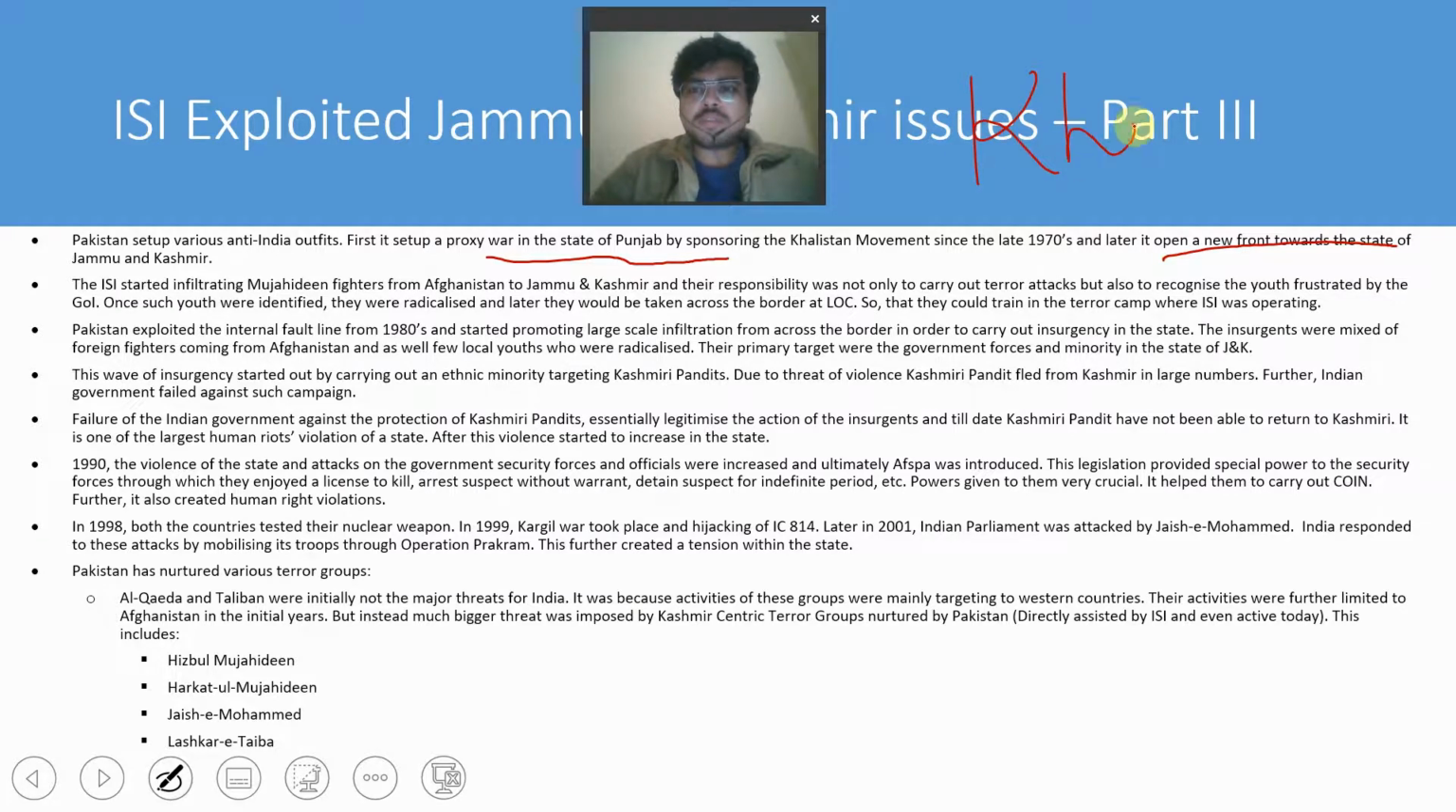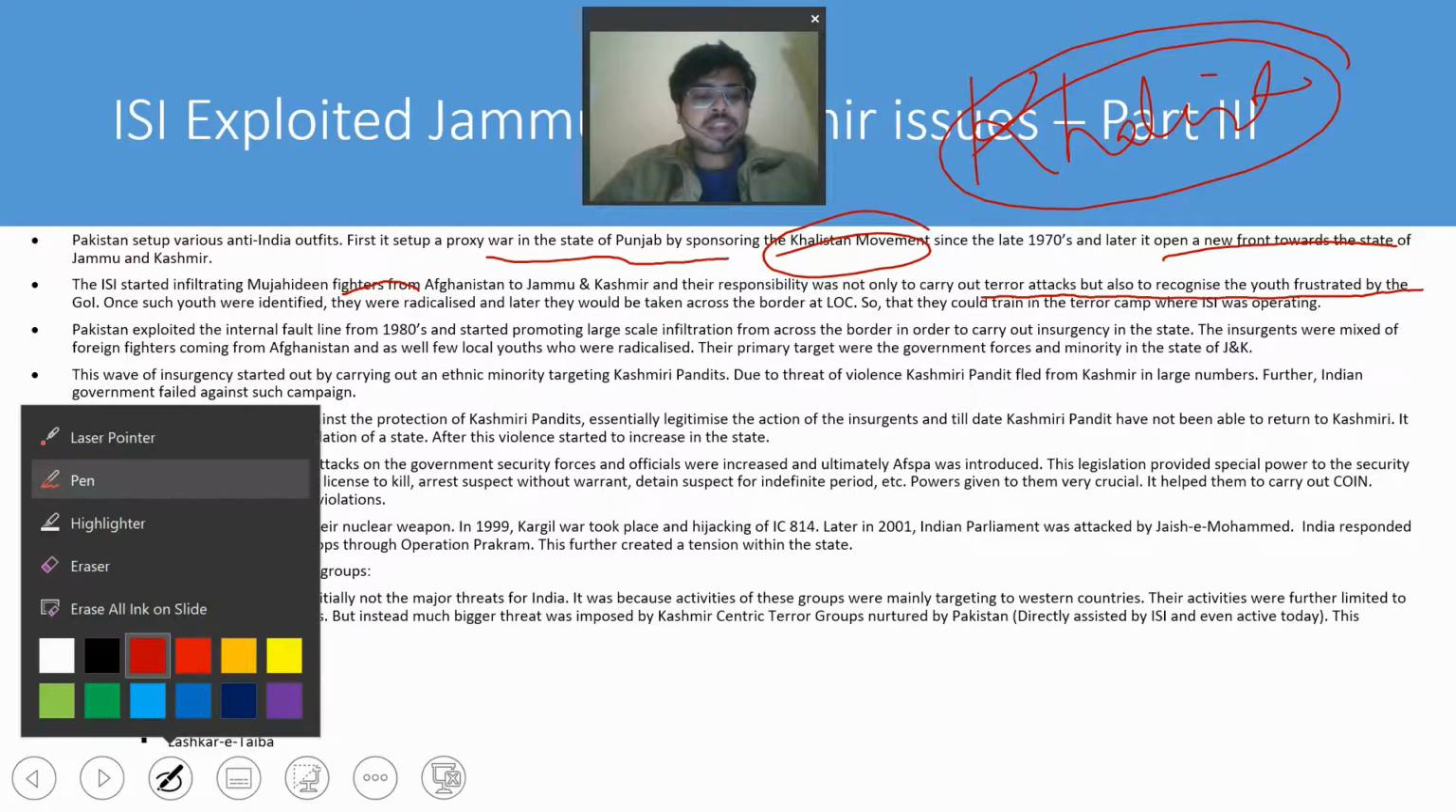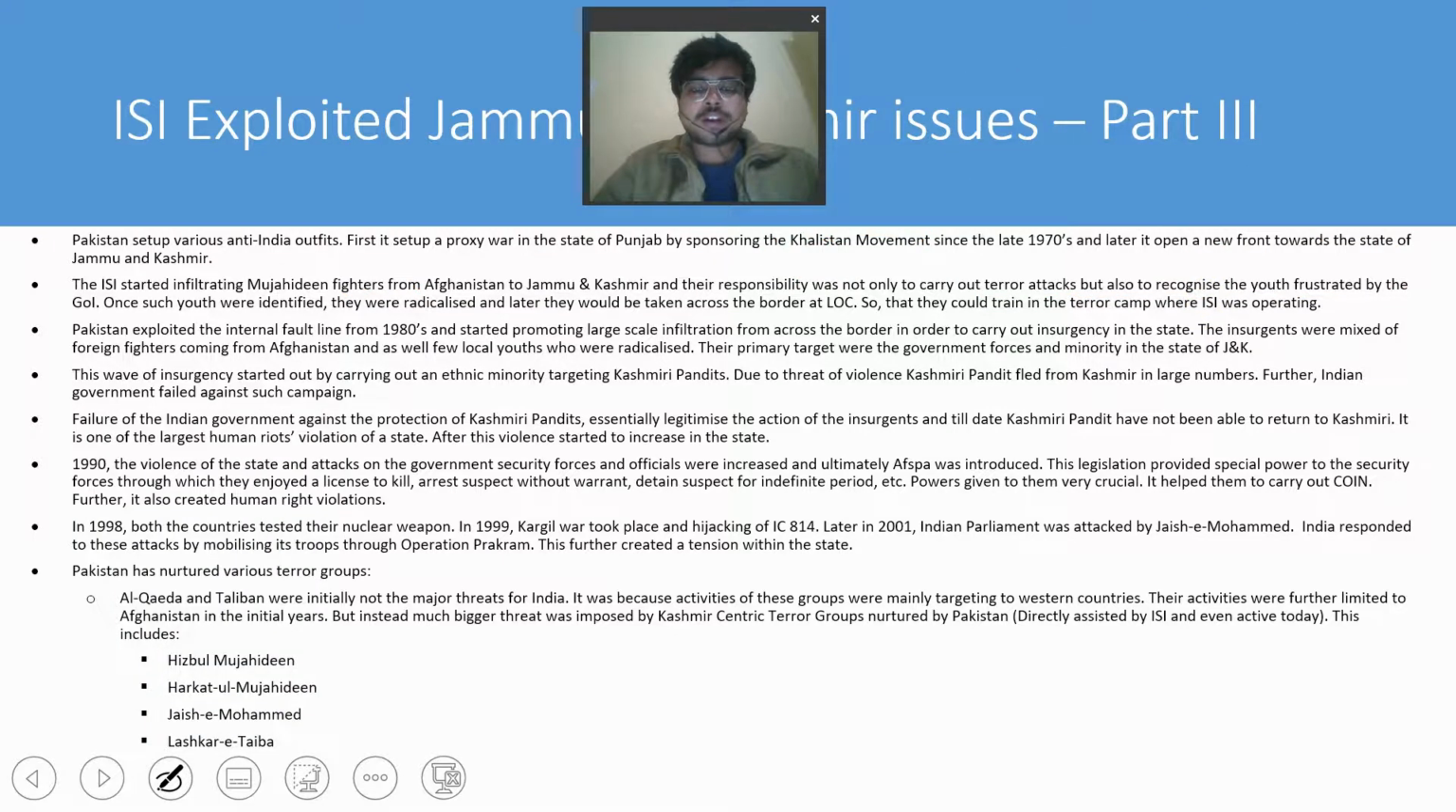The Khalistan movement issue arose when Punjab was bifurcated into two due to the division of India into two regions, India and Pakistan, which led to the development of the Khalistan movement. The ISI started infiltrating Mujahideen fighters from Afghanistan into Jammu and Kashmir, and their responsibility was not only to carry out terror attacks but also to identify the youth frustrated by the government of India, due to the lack of jobs and all.